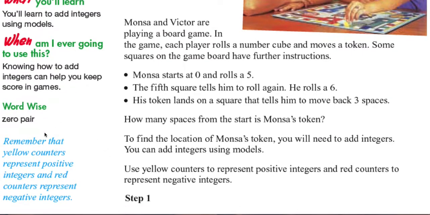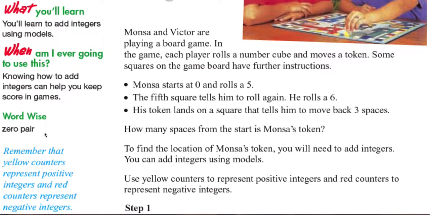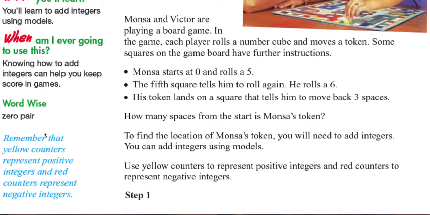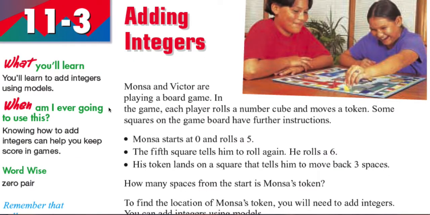We need to understand what a zero pair is in this word-wise part. Let's take a look at this example of Monza and Victor. Monza and Victor are playing a board game. In the game, each player rolls a number cube and moves a token. Some squares on the game board have further instruction.